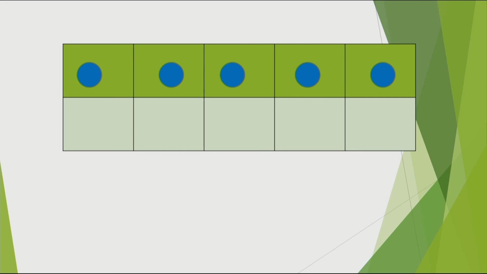Very simple, very easy for you to do at home. No matter what, these can be done, and these can also, like I say, be done in a very fun manner. So this represents 3 plus 2.